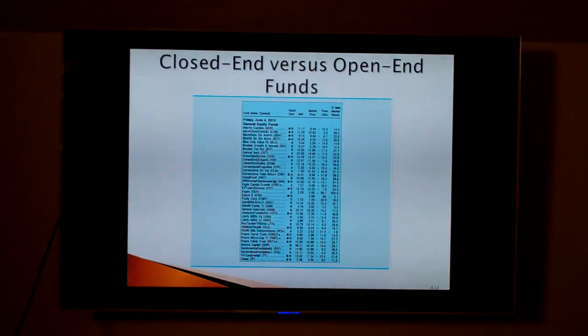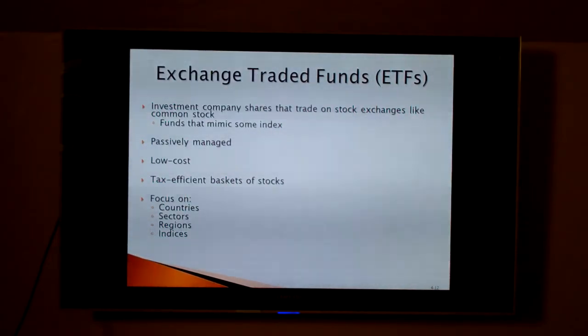Closed-end fund versus open-end fund, just a little graph. You can look at this on your own on the slides. Exchange-traded funds, what I was just talking about: investment company shares that trade on stock exchanges like common stock. Funds that mimic some index, right? They're tracking an index. The portfolio managers don't have to make a decision on what to buy and what to sell. They're mimicking the index. They're passively managed and therefore low cost. They're also tax efficient. They focus on countries, sectors, regions, indices.